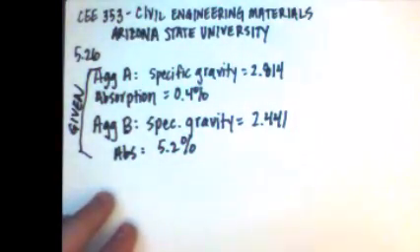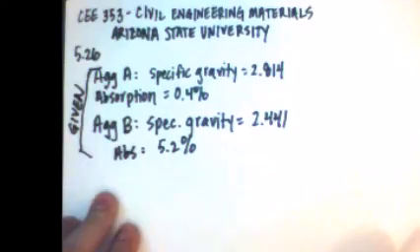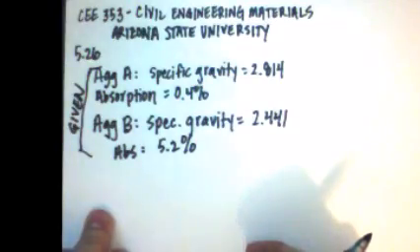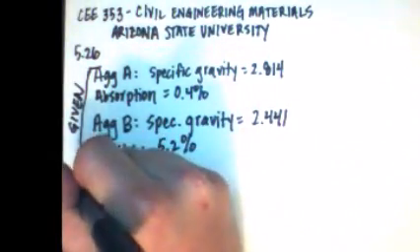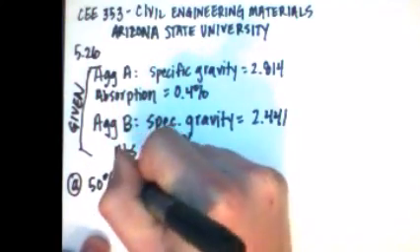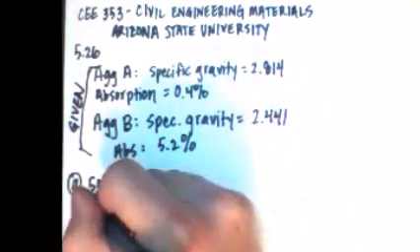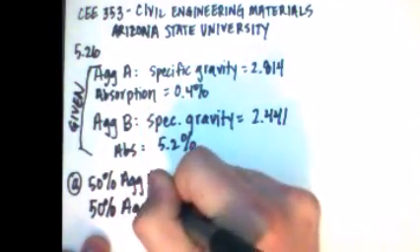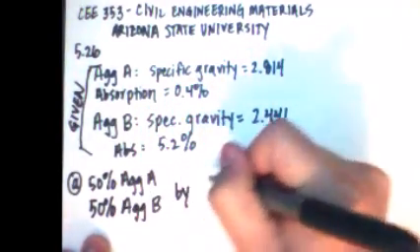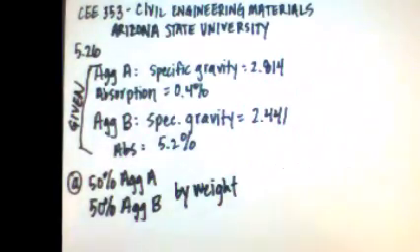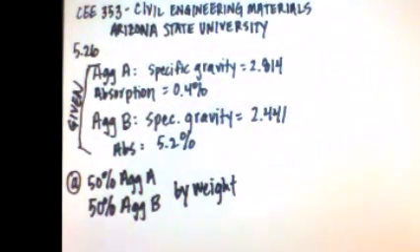And from there, the first part of the question asks, what is the specific gravity of a mixture of 50% aggregate A and 50% aggregate B by weight? So part A, we want 50% aggregate A and 50% aggregate B by weight.